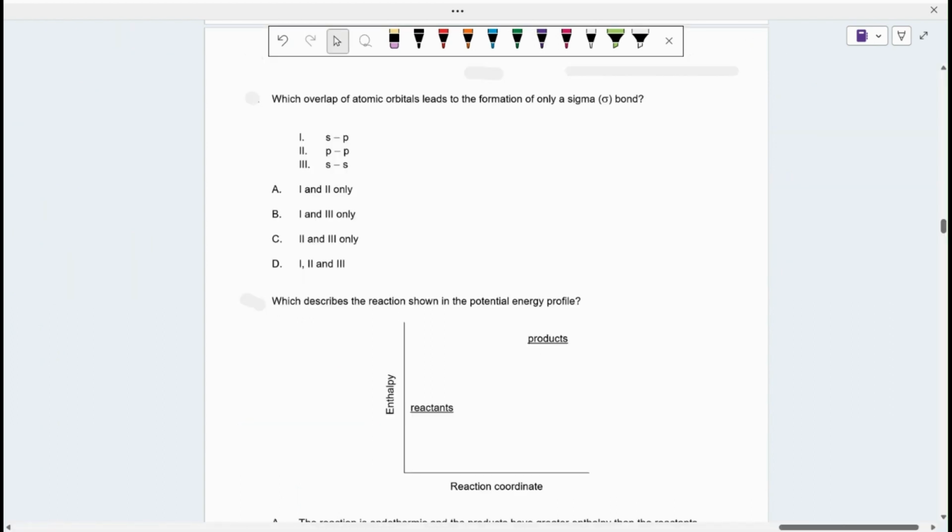Question 13. Which overlap of atomic orbitals leads to the formation of only a sigma bond? Okay, so SMP, that looks like this. Right, we've got that overlap there. What else? We have PMP. Now with PMP, you can get a side-to-side overlap, which would give you a pi bond. So that would be like this. That's a pi bond.